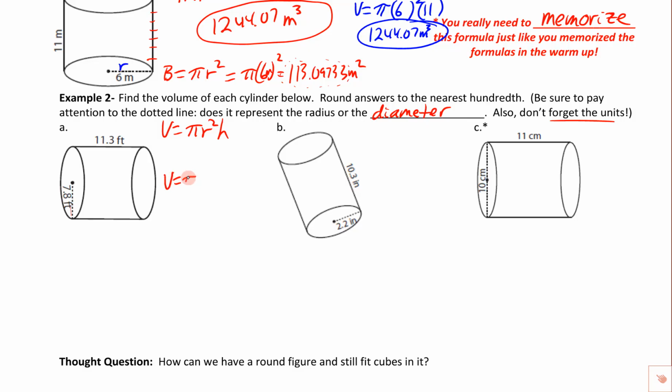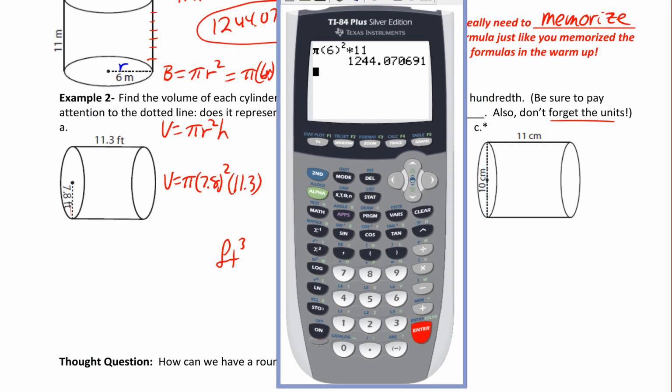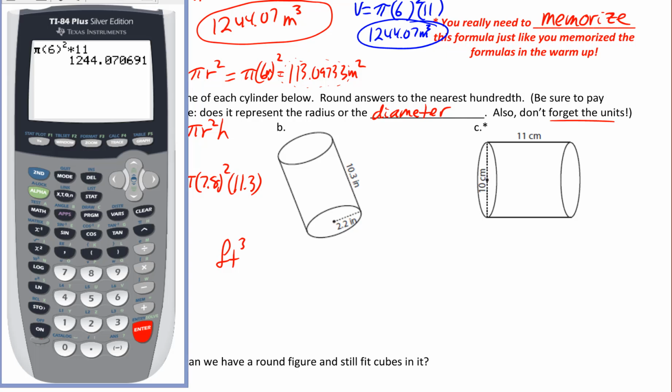So we get V equals, this would be pi. We're going to do 7.8, and we're going to square that, and then we're going to multiply it by the height of 11.3, and this is in feet, so we've got to make sure that we use feet cubed when we're done with this. In fact, one technique you can use is just write down the units before you throw this into the calculator. Now I'm going to show you a couple different ways that you can put this in the calculator.